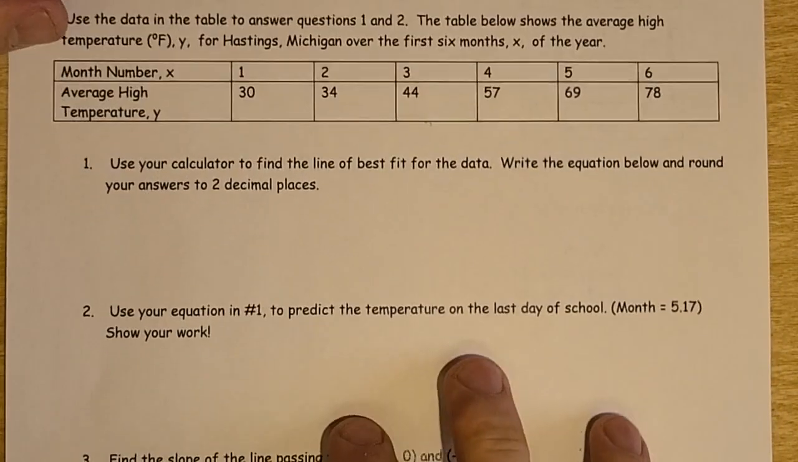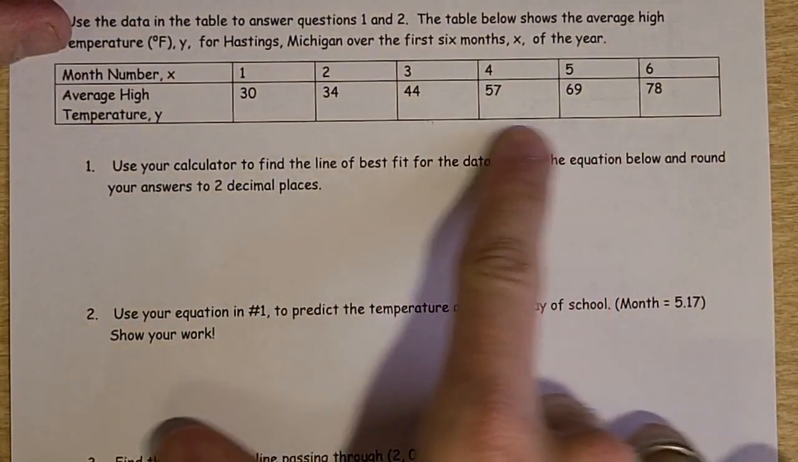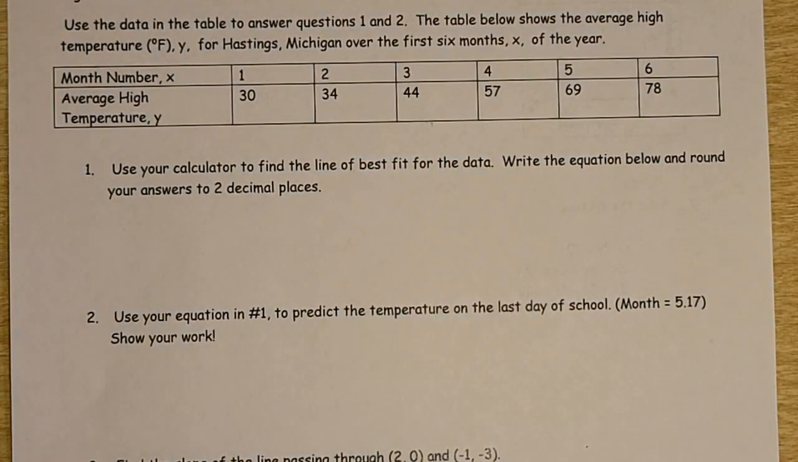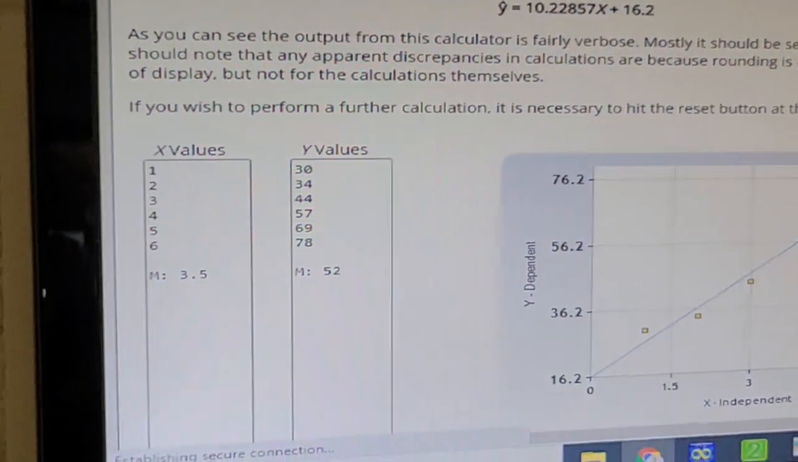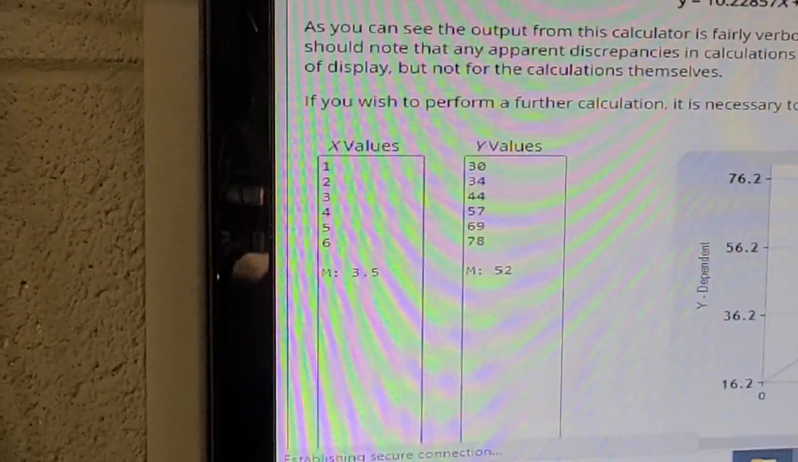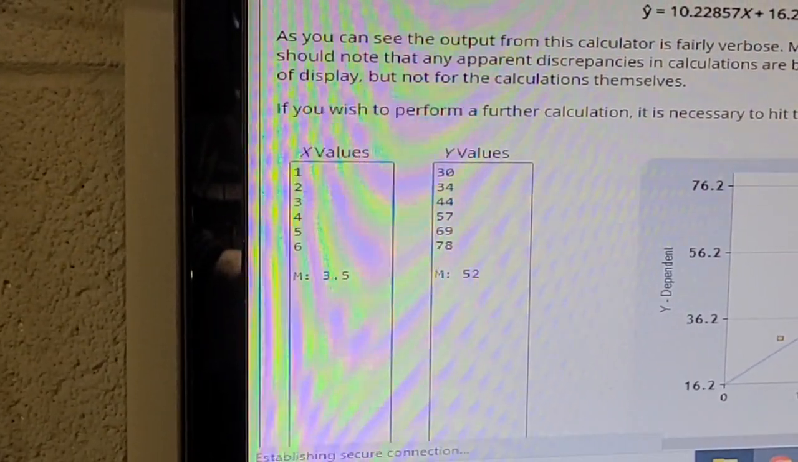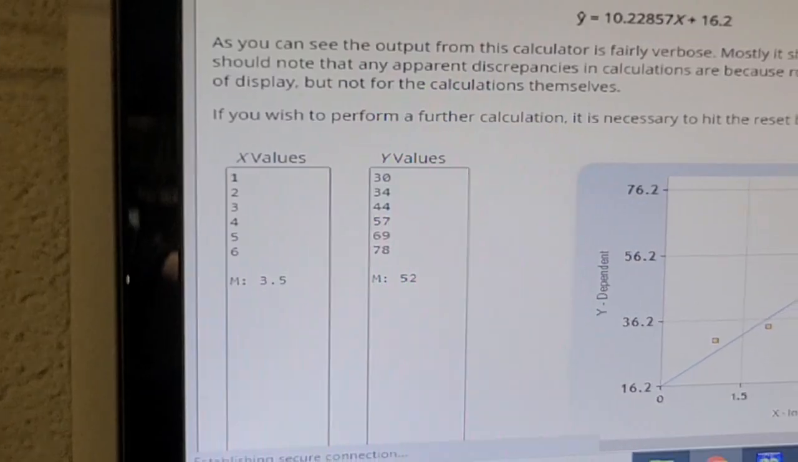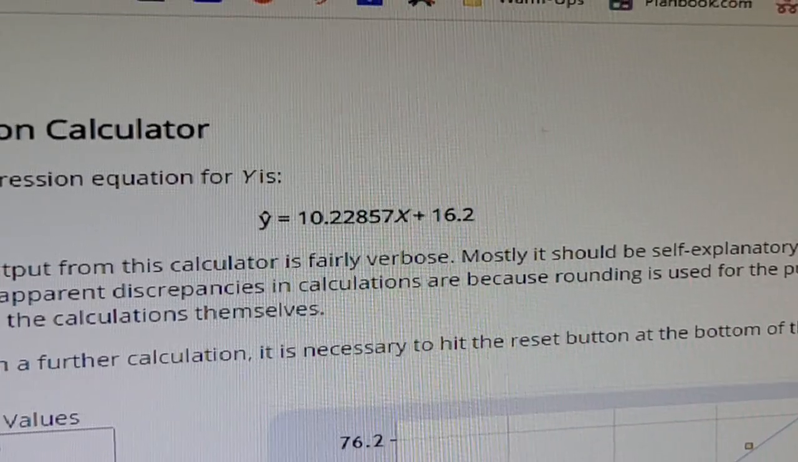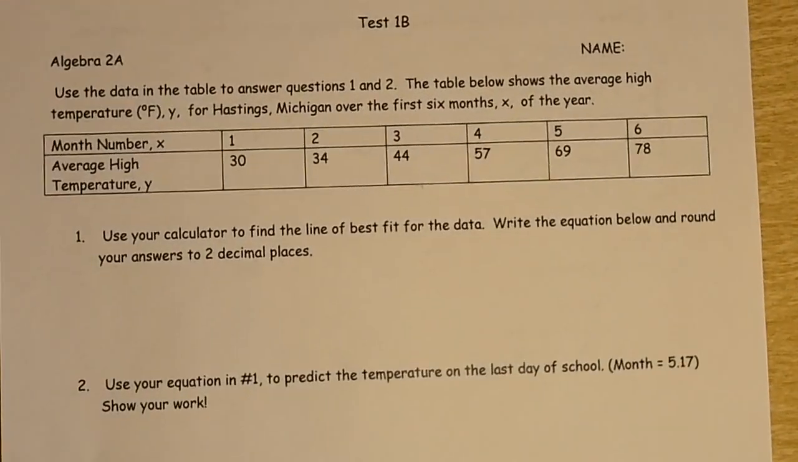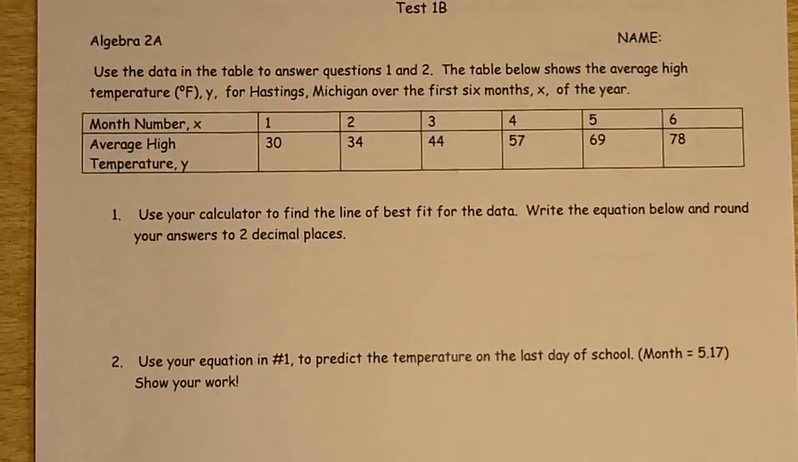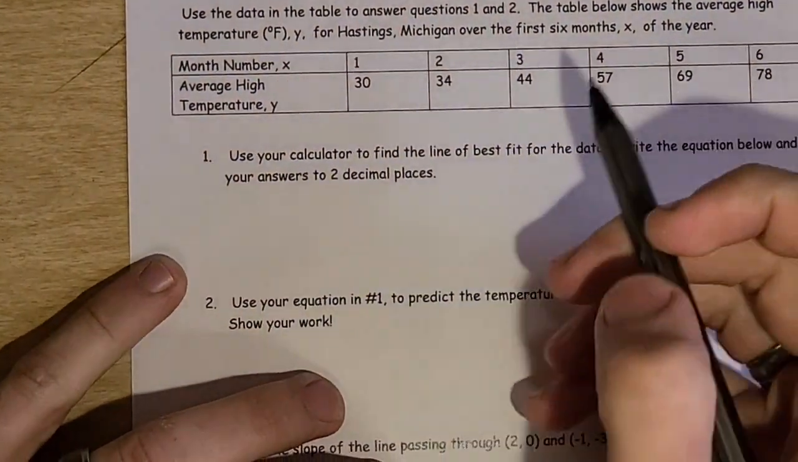Alright, so for number 1, you were supposed to punch in all of this data and find a line of best fit. Now, since you didn't have your calculators, you were supposed to use this website. Notice I punched in all of the data, 1, 2, 3, 4, 5, 6, 30, 34, 44, 57, 69, 78, and then I got this. All right, now check this out.